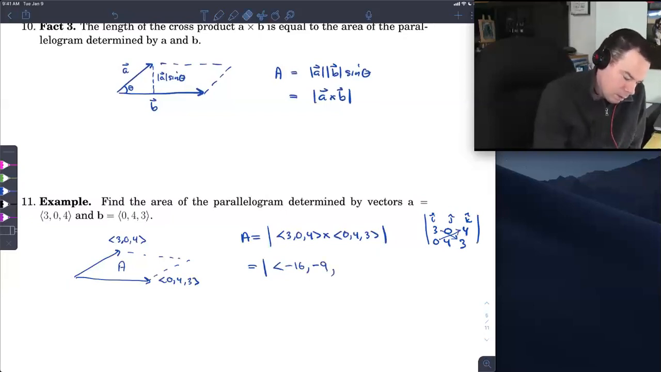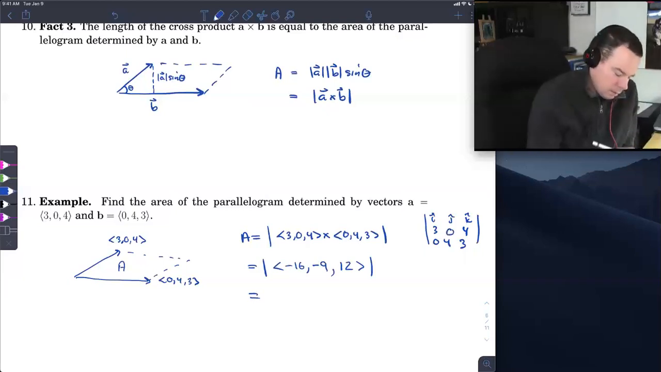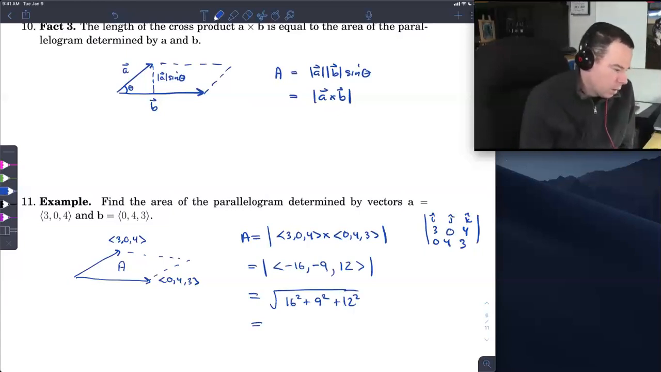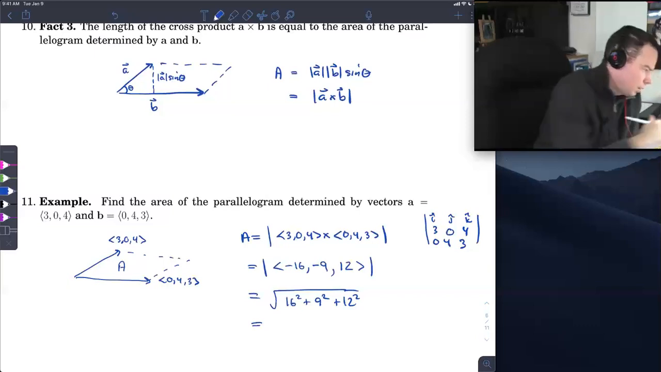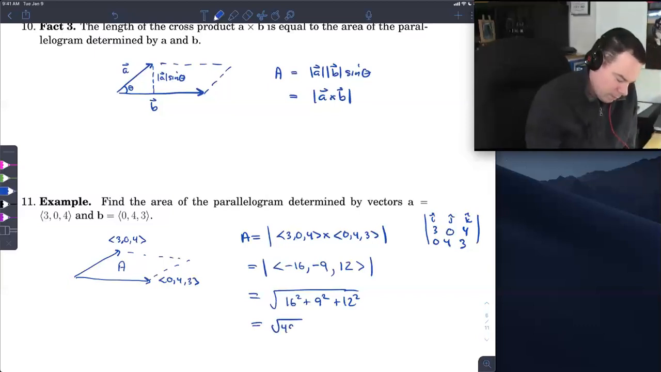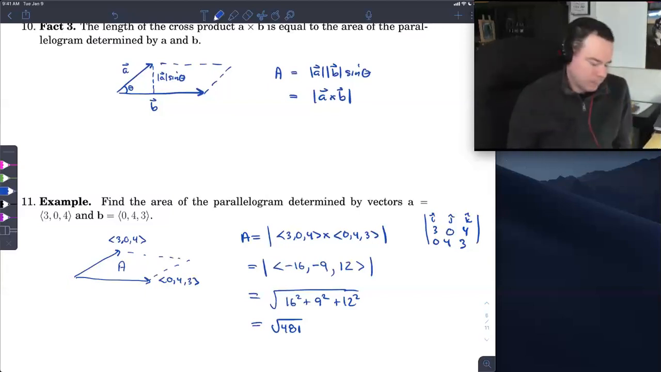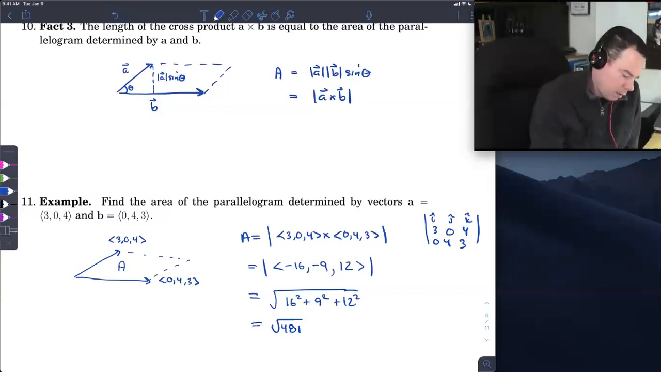And then the next term is we cross out the last column and we take this product, 3 times 4 minus 0 times 0. So that's going to be our 12 there. And that's the vector we want. Now we compute its magnitude, so that's going to be the square root of 16 squared plus 9 squared plus 12 squared, which whatever that turns out to be, let me just look it up. That's square root of 481. So that's going to be the area of our parallelogram, square root of 481.